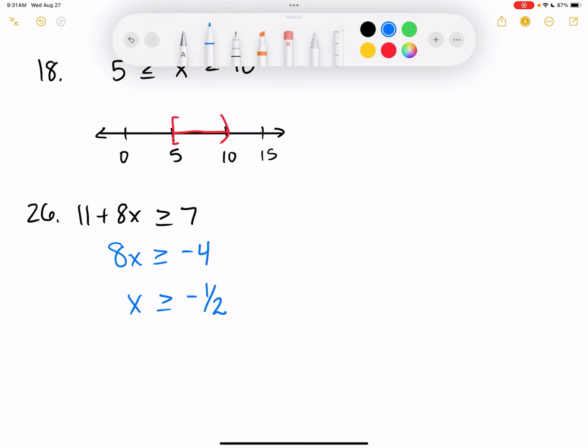And so then to graph this, I'm just going to put -1 and 1, and then when I do this, I'm just going to put it halfway between. So it's a bracket at -1/2 going to the right.